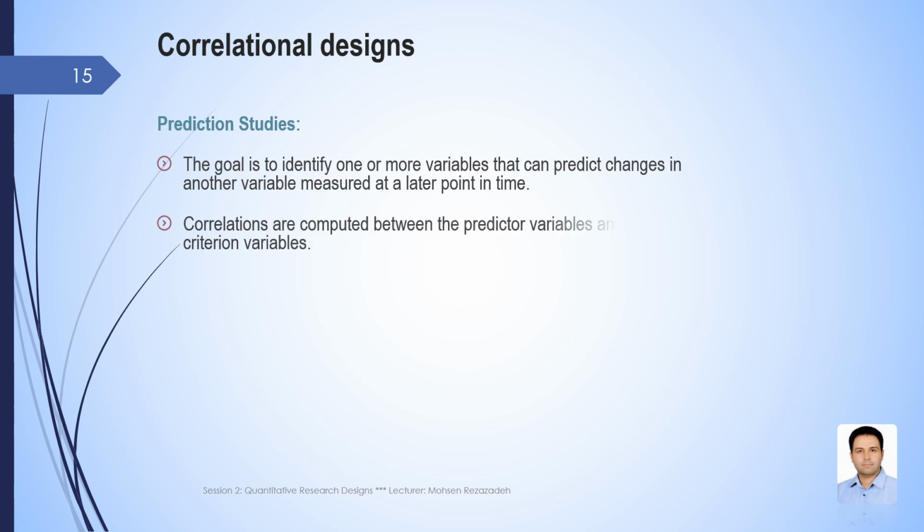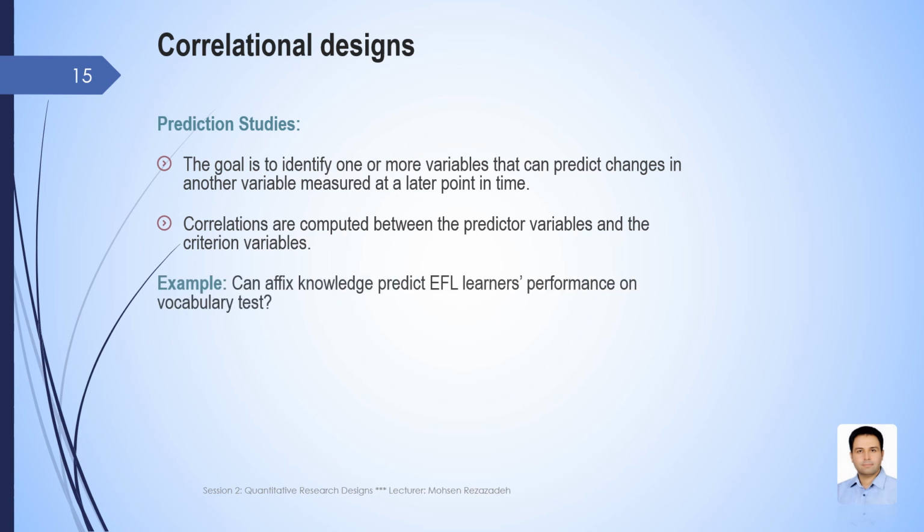In fact, correlations are computed between the predictor variable and the criterion variable. If a strong relationship exists between a predictor variable and a criterion variable, then the predictor variable can be used to make predictions regarding the criterion variable. Look at this example. Can affix knowledge predict EFL learners' performance on vocabulary tests? Here we have two variables. One is students' affix knowledge, and the other one is their vocabulary knowledge.